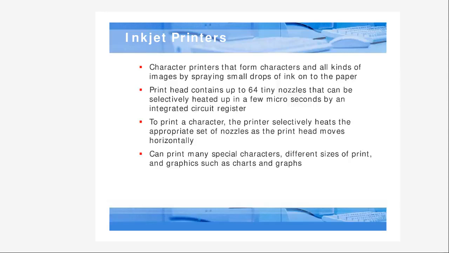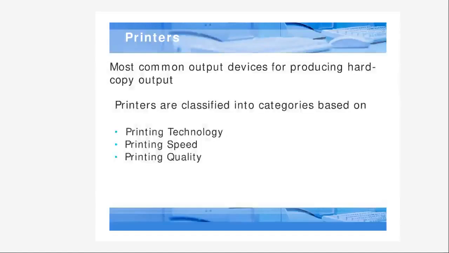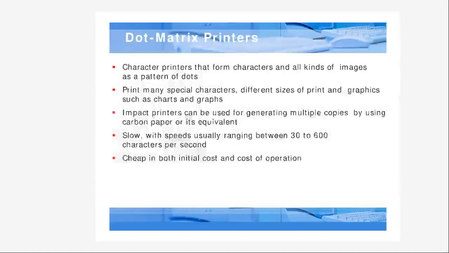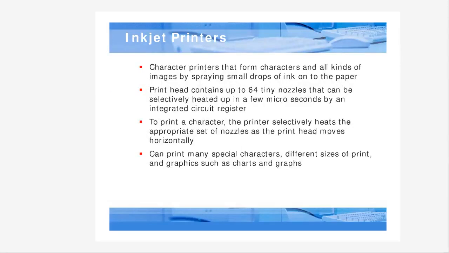Okay, in the case of the dot matrix printer, how will it print? कैसे प्रिंट करता था? What is written? That is a pattern of dots through the hammer strike. Whereas in the case of the inkjet printer, it sprays small drops of ink. Okay, ink use किया जाता है. So small drops of ink are sprayed onto the paper for printing the character through this inkjet printer device.